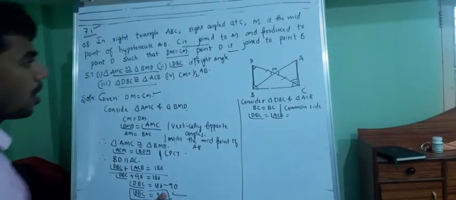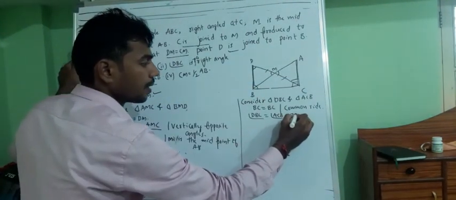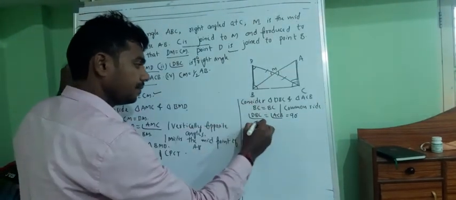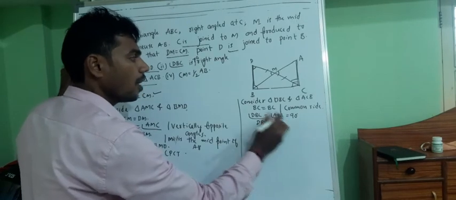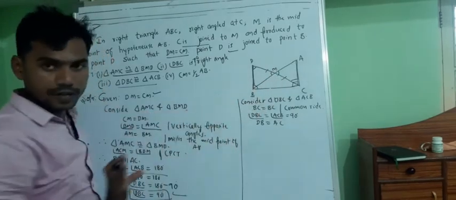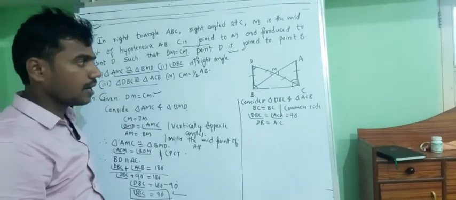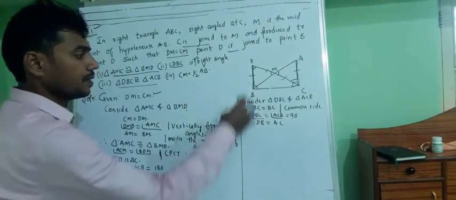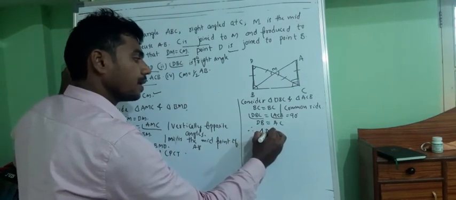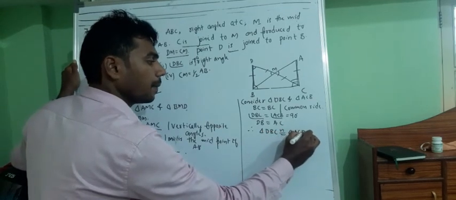Because of the noise I stopped the video. See, we know that DBC is equal to ACB is equal to 90. Now DB is equal to AC. Why is DB equal to AC? Because we have proved that triangle DMB and ACM are congruent to each other. If they are congruent, then the corresponding sides will be equal through CPCT. So that only I have written. Okay, DB is equal to AC. Therefore, triangle DBC is congruent to triangle ACB.